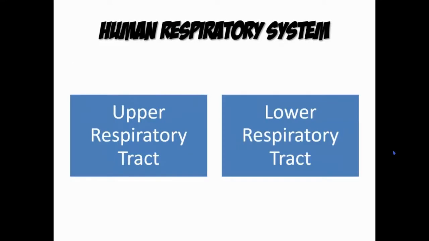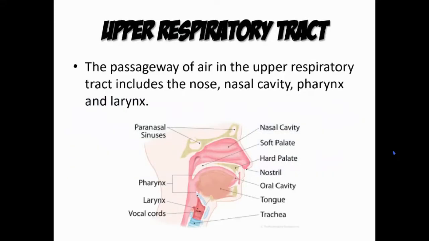Yun po yun. So meron tayong dalawang klaseng respiratory tract, which are the upper respiratory tract and then lower respiratory tract. So mapunta muna tayo sa pinakauna, syempre, yung upper respiratory tract. So it is the passageway of air. The upper respiratory tract includes the nose, nasal cavity, pharynx, and then larynx. And then ayan, nakikita niyo naman siya.